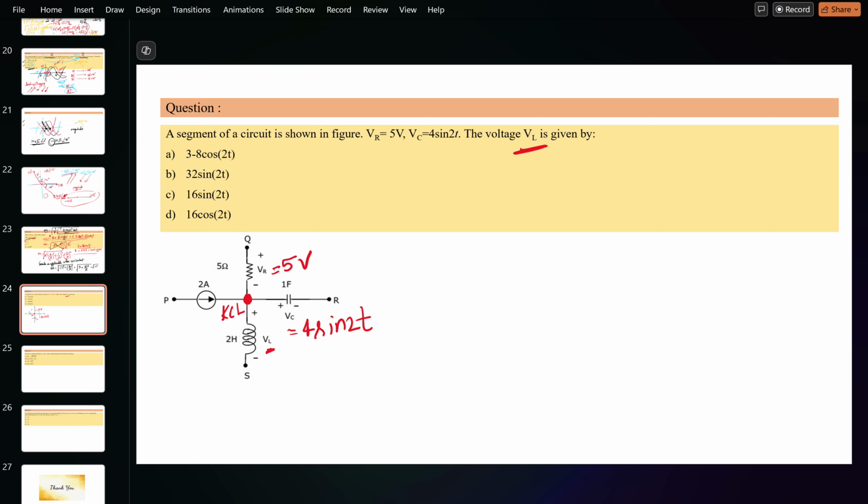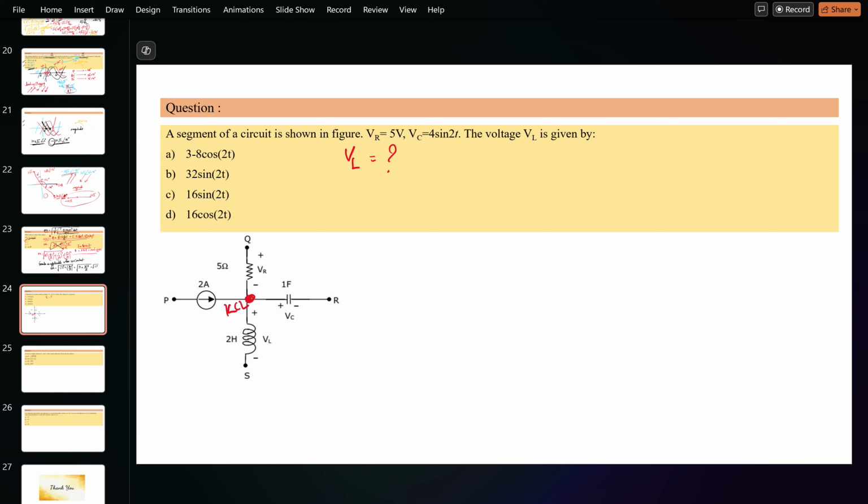Okay, let me give the solution for this. Listen here. Stop solving, just listen to what I'm saying. What I have told is that you have to apply the KCL here. You have to find out the value of VL basically.